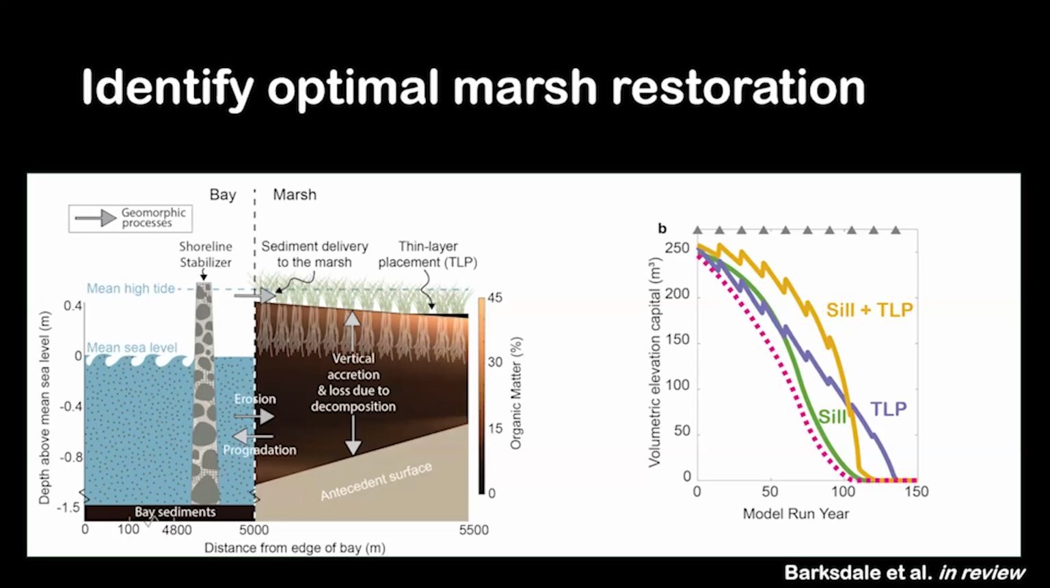We worked a lot with the Army Corps to understand how the thin layer placement actually works to be able to do this. This really underlines the importance of vertical versus horizontal stability in marshes, because the sill is more a horizontal component, whereas thin layer placement is more that vertical. That's why I'd really like to push this idea of volumetric elevation capital. Mary Brian Barksdale has done a good job showing that it gives a more collective representation of marsh resilience.